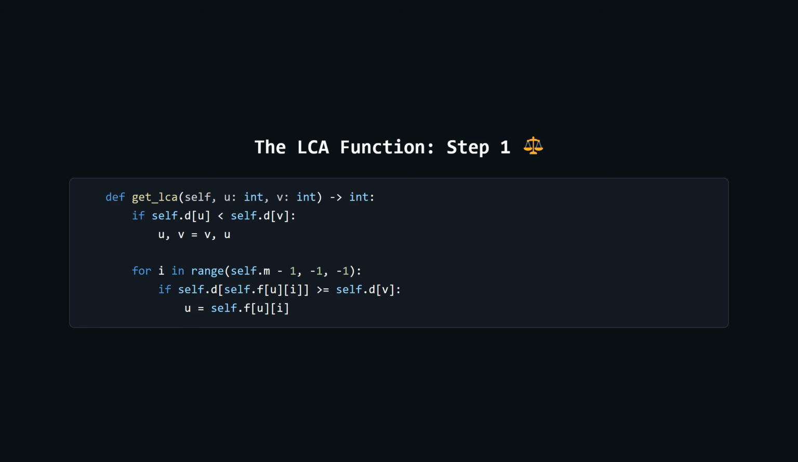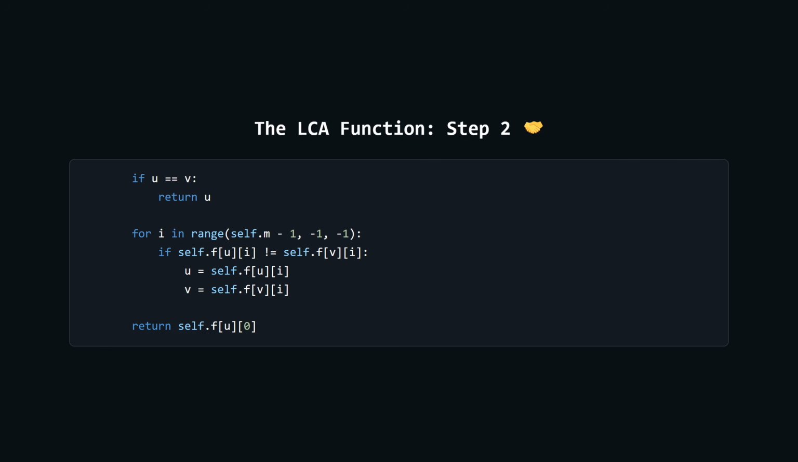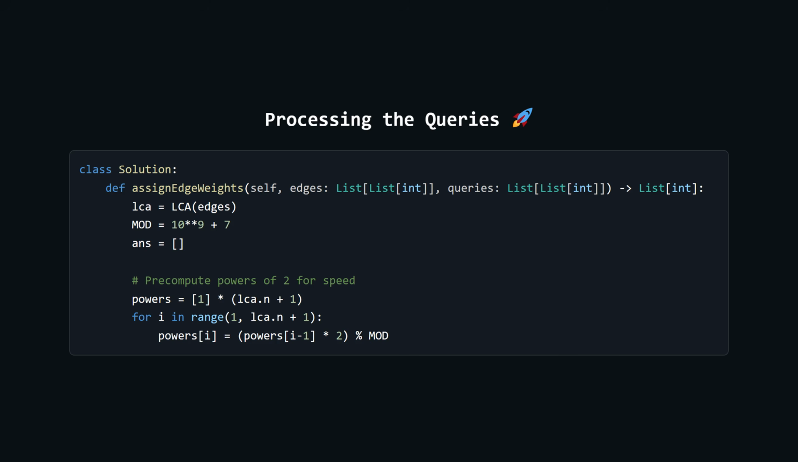When we actually want to find the lowest common ancestor, we start by making sure both nodes are at the exact same depth. If one is deeper, we use our jumps to pull it up to the same level as the other one. Once they are level, if they aren't already the same node, we jump them both upwards simultaneously. We take the biggest jumps possible without overshooting their meeting point, and eventually, their immediate parent will be the lowest common ancestor. Finally, in our main solution class, we initialize our tree structure.